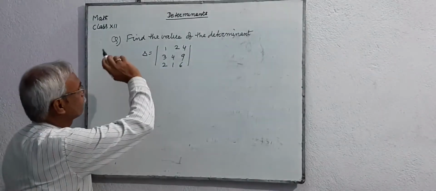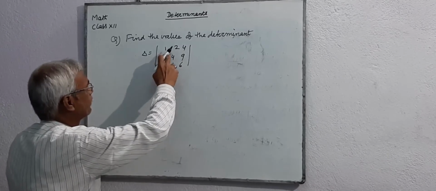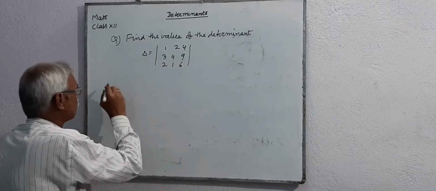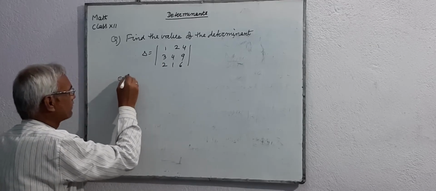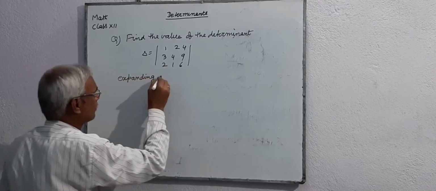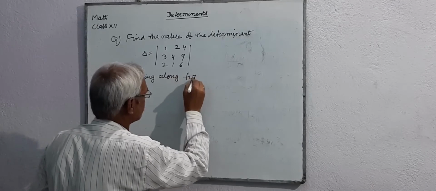Now solve a question. Find the value of the determinant 1, 2, 4, 3, 4, 9, 2, 1, 6. Expanding along the first row.